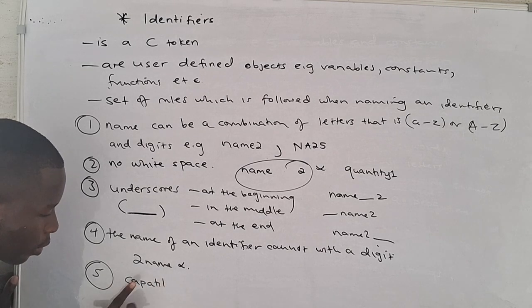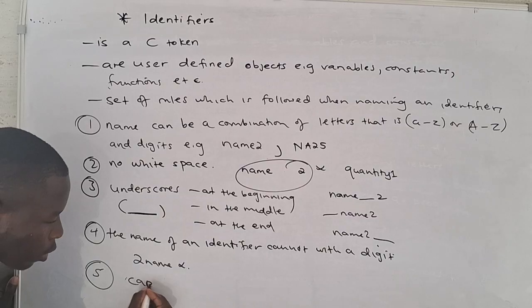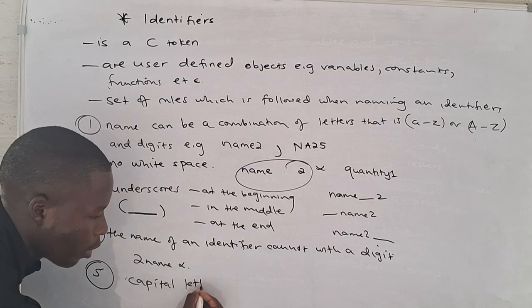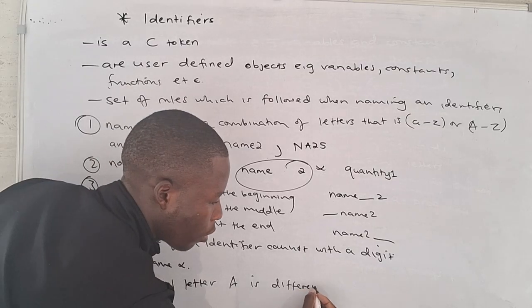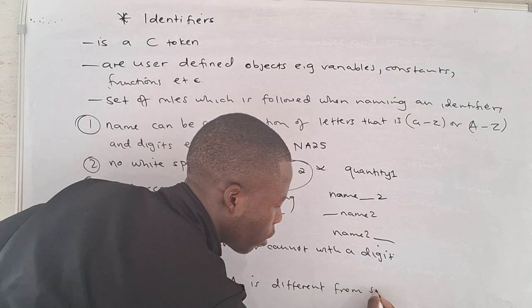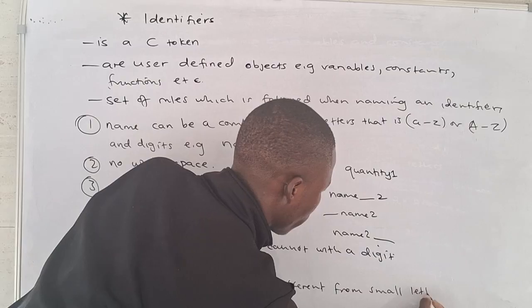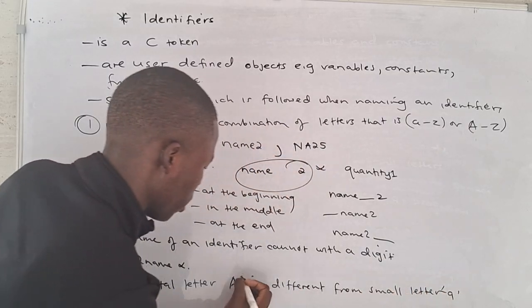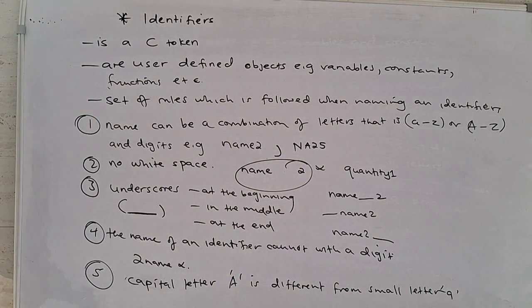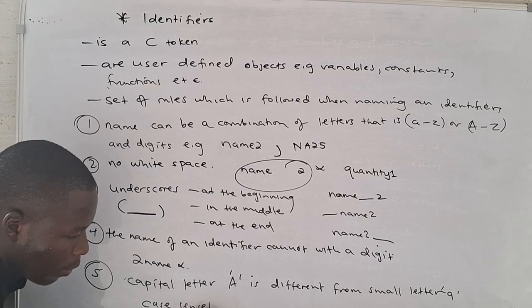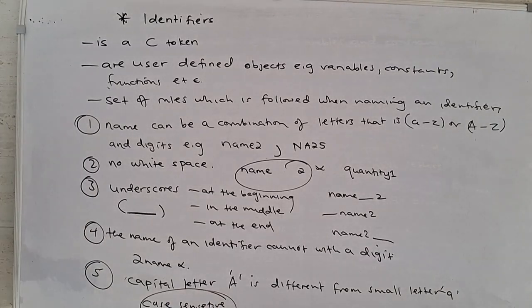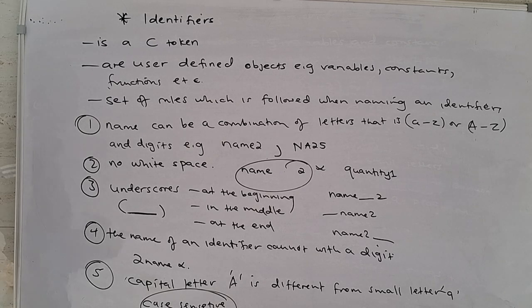Then the other thing that you are supposed to know is this. Capital letter A is different from small letter a. This is very important. Capital letter A is different from small letter a. This feature is nothing but case sensitivity. I'm sure you all remember I said that C programming is case sensitive. So this is all about identifiers.